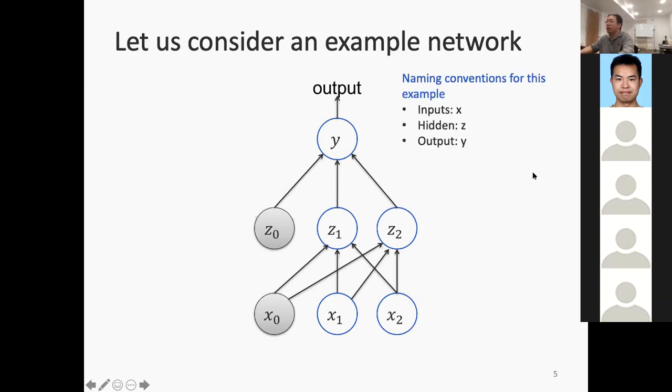Before we do the computation, we need to introduce some naming conventions, because there are a lot of weights and layers associated with a neural network. To avoid confounding different weights, we need to make clear conventions beforehand. We represent the inputs by x, the neurons in the hidden layer by z, and the output by y.